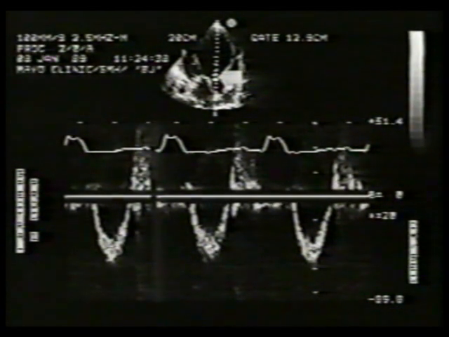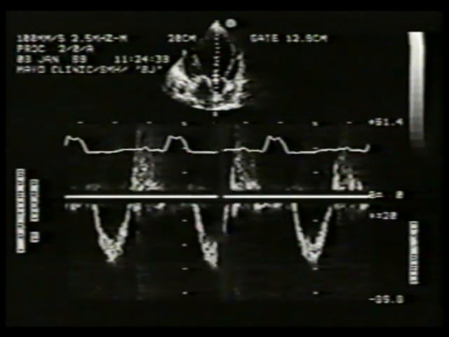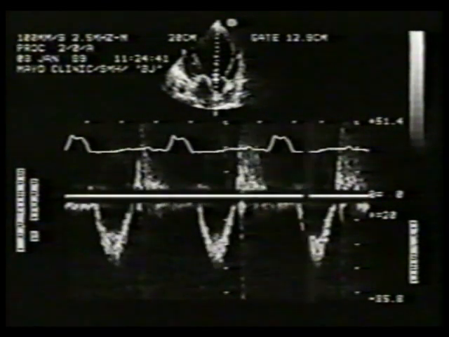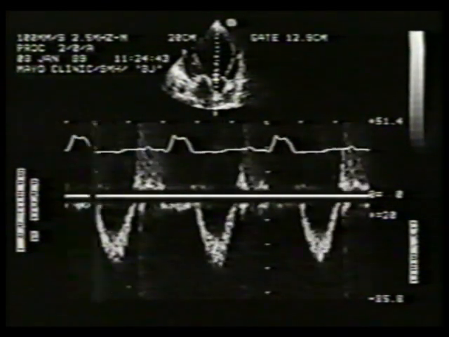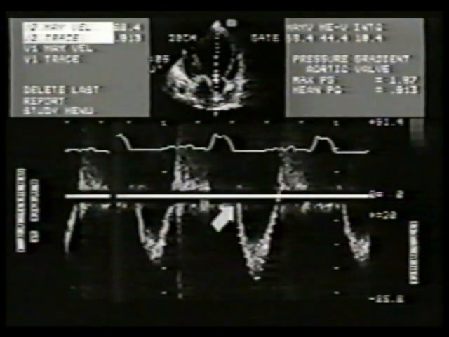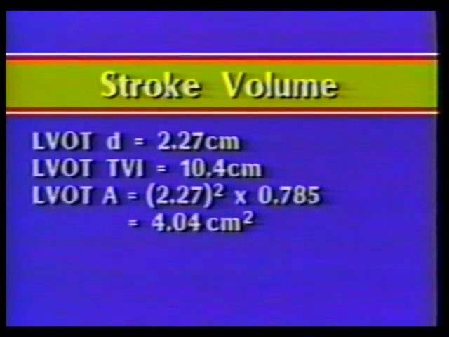Using the apical long axis format, a pulsed wave sample volume has been placed in the left ventricular outflow tract, just below the aortic valve. This is the corresponding pulsed wave spectrum with a maximum velocity of 0.6 meters per second. The pulsed wave envelope has been traced, and the instrument has calculated the time velocity integral, 10.4 centimeters.